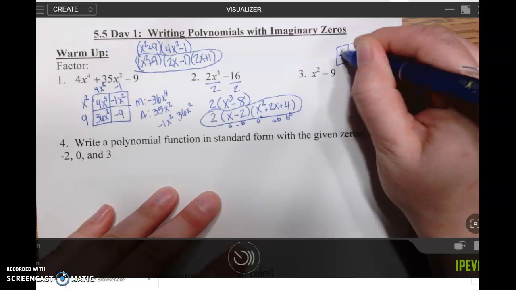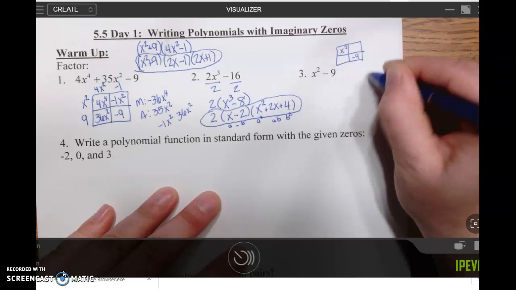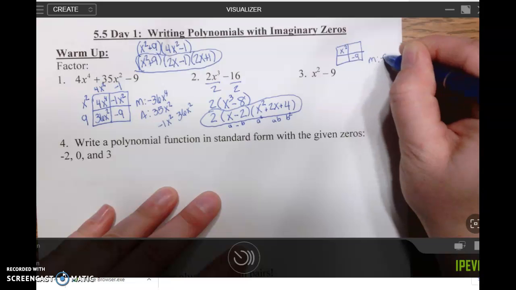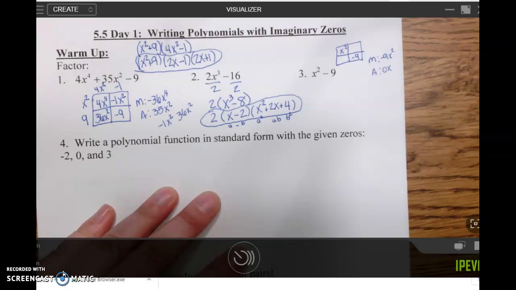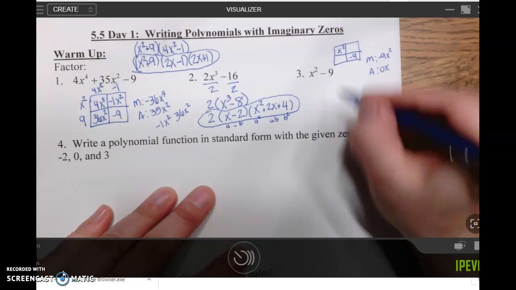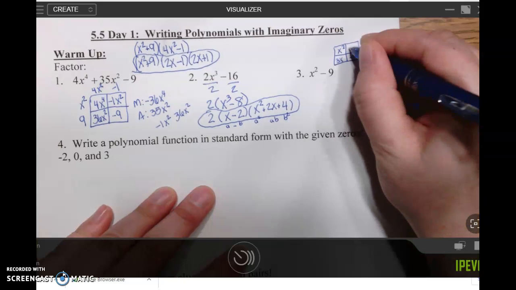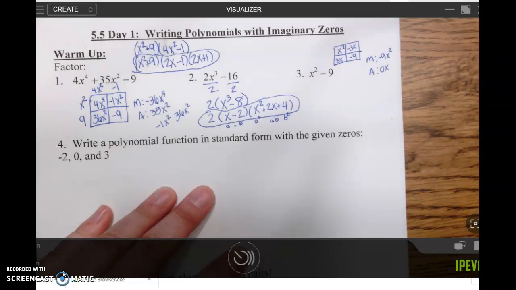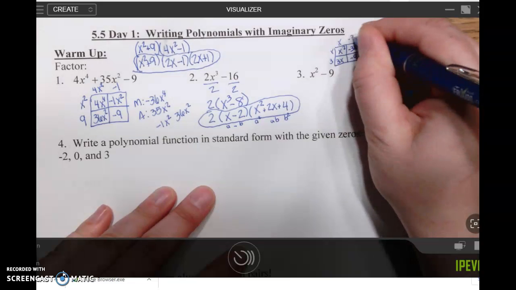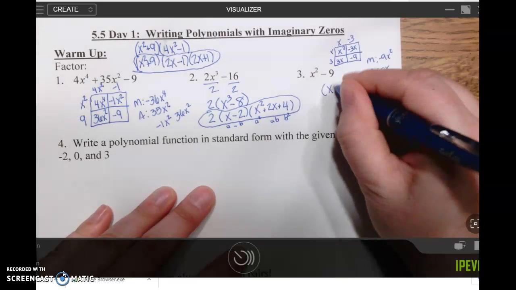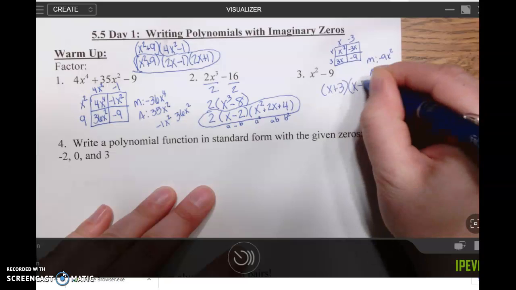But really quickly, in case you forget the pattern, you're looking for what multiplies to be negative 9x squared that would add to be 0 in the middle. There is no middle term. And so we would use 3x and negative 3x, because 3 and negative 3 would multiply to be negative 9 and add to be 0. And so this is the difference of squares pattern. If we square root each thing, that is x plus 3 and x minus 3.